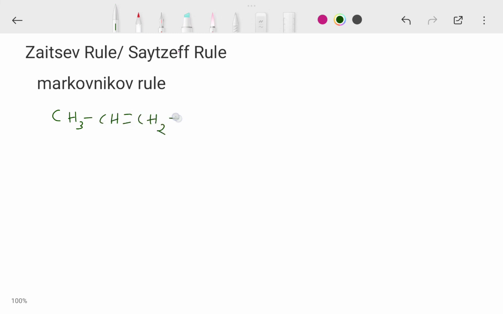Propene reacts with HBr. Here also two types of products are possible. For example, if the bromine atom is attached to this carbon, what is the product? CH3 CHBr CH3.